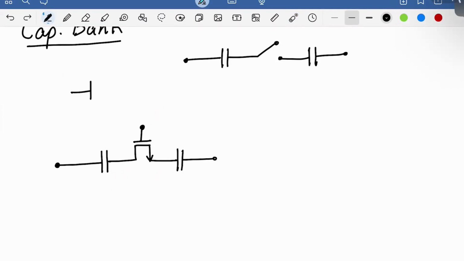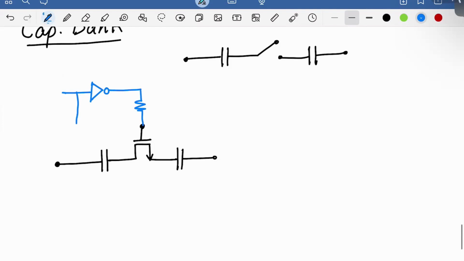Let me actually do this in a different color. Okay, so we have inverter and resistor that way. And we also need to use the input of the inverter to connect to these two nodes.